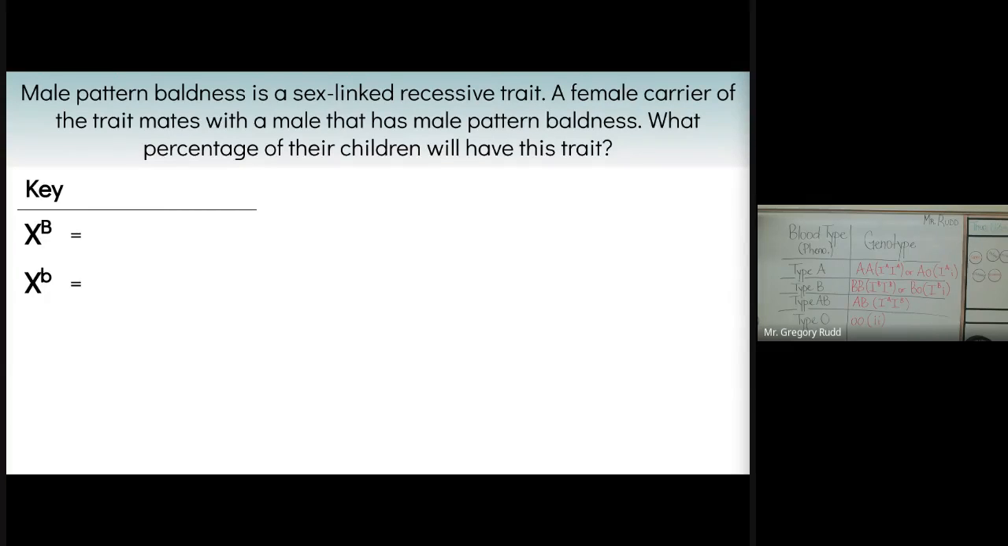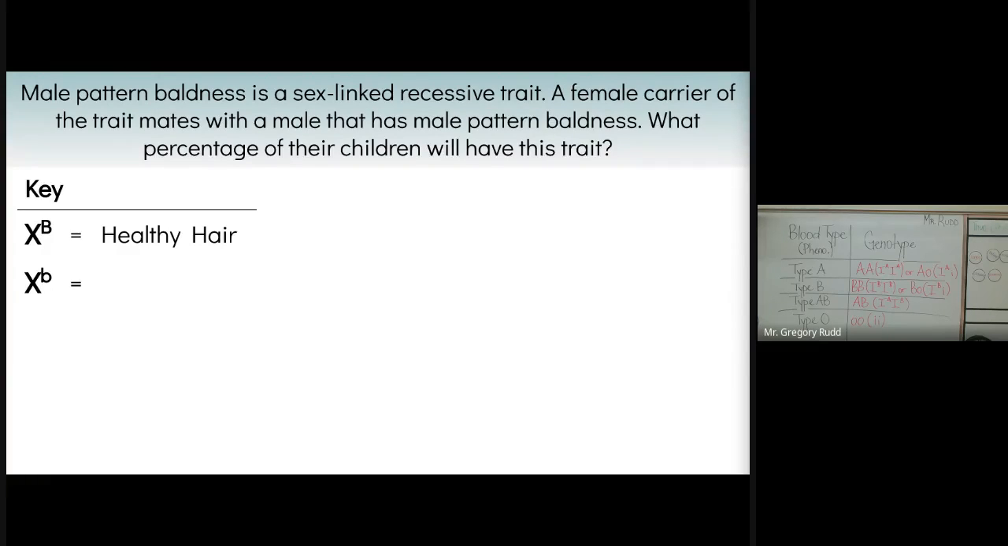Okay, say that. Is this dominant or recessive? It's dominant. Good, because it has a capital B. The first sentence says male pattern baldness is sex-linked recessive. So if I have the dominant allele, am I bald or not bald? Not bald. Good. So that represents healthy hair.